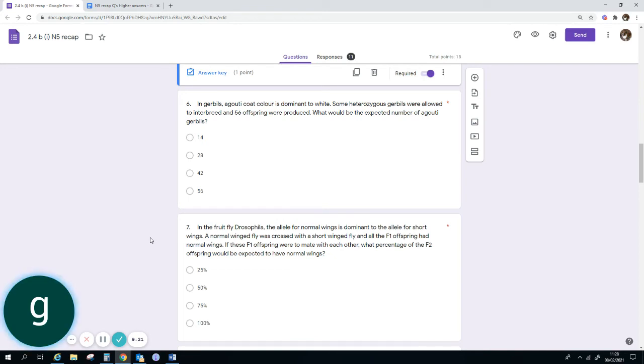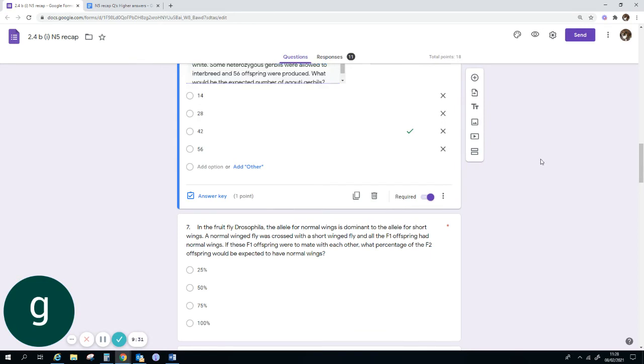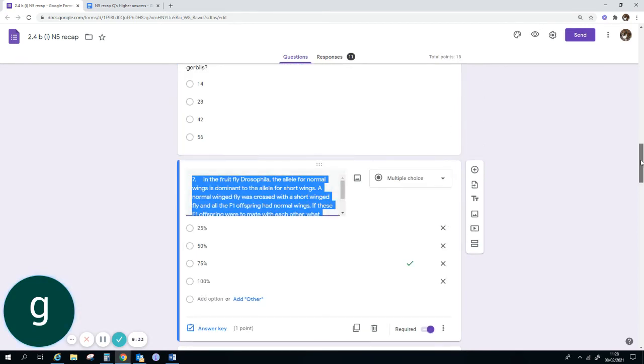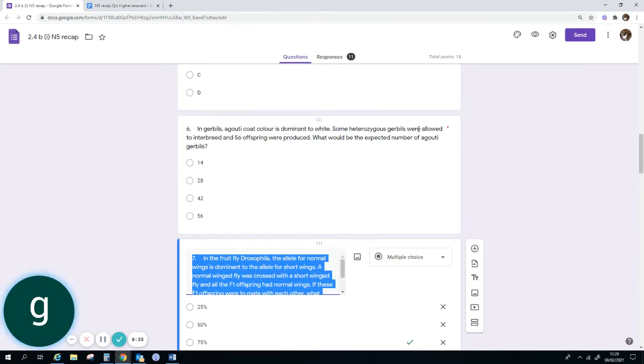In gerbils, agouti colour is dominant to white. Some heterozygous gerbils, so immediately you're thinking big letter, small letter. So two of them seem to be crossed. 56 offspring were produced. What was the expected number of agouti gerbils?